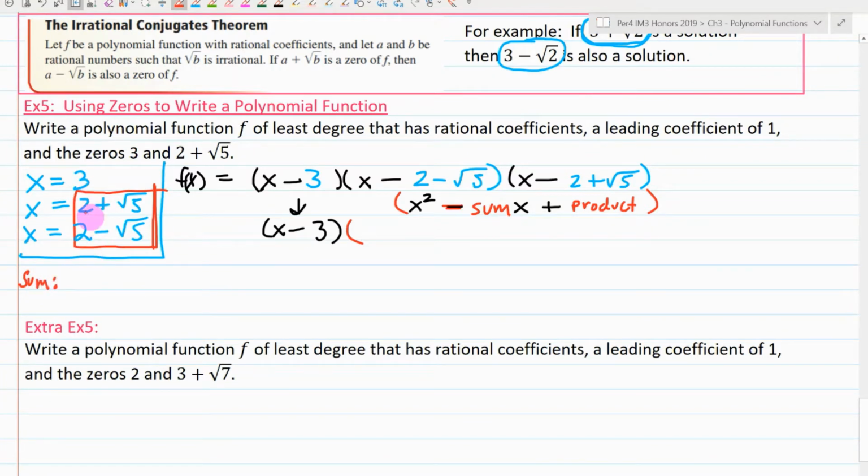So if I add these together, straight down, I'm going to get 2 plus 2, and I'm going to get positive radical 5 minus radical 5. Those cancel, so the sum is 4. So what I have is x squared minus the sum, so minus 4x, and then we're going to do the product.